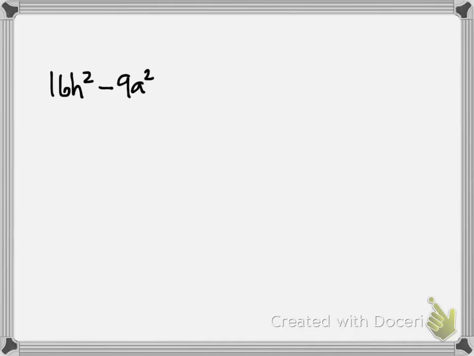Now, I know it's missing the middle term because I have two different variables. And so the middle term would have the mixture of the square roots of those two variables. So I'm missing a term that has an ha. So what I'm going to do is rewrite this, and I'm going to put that missing term in. And I'm just going to call it plus 0ha, minus 9a squared. And then I'm going to play the game.